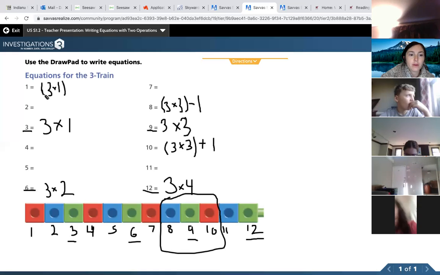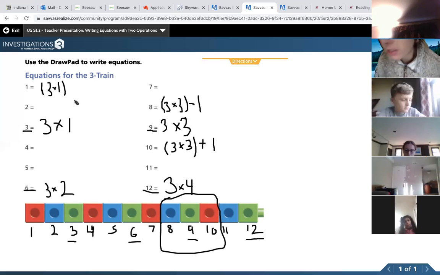All right. 3 times 1 equals what? Show me with your fingers right now. What does 3 times 1 equal? Raylan, please put the phone away. What does 3 times 1 equal? Show me with your fingers.